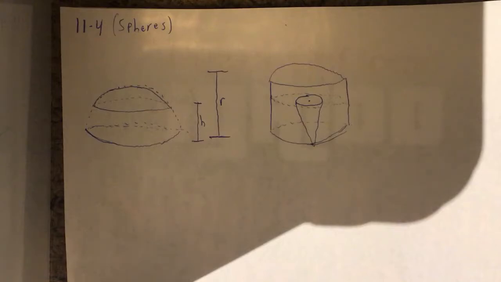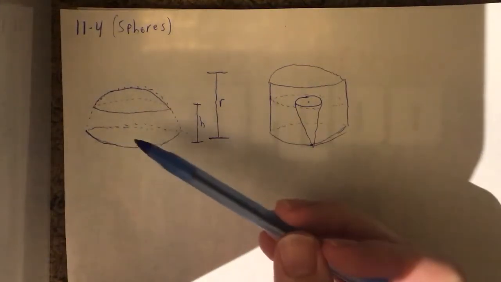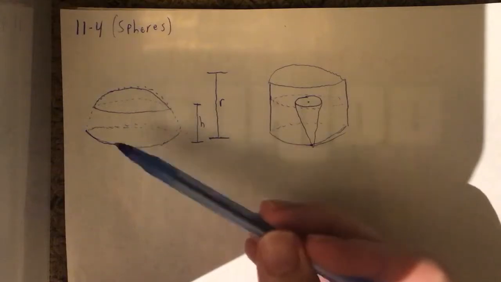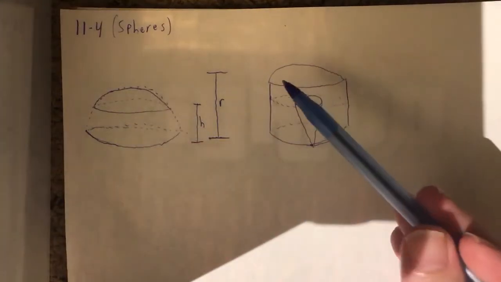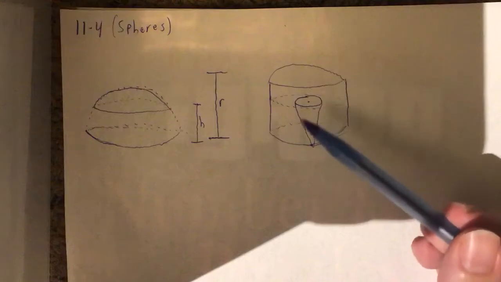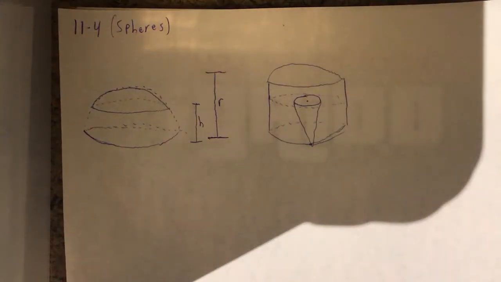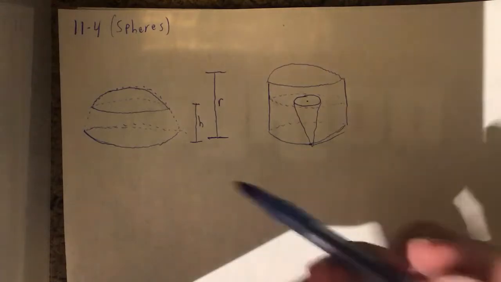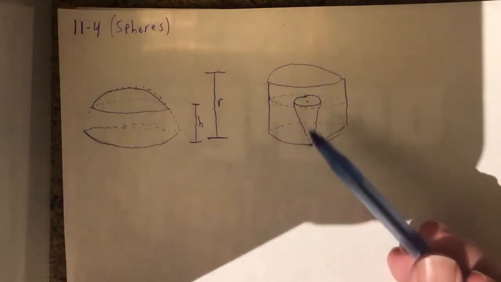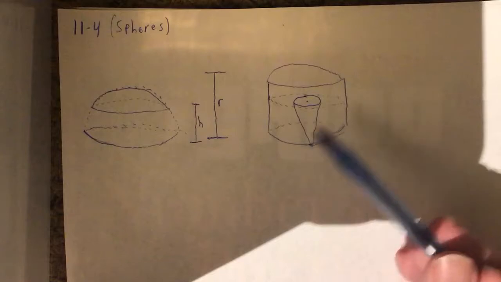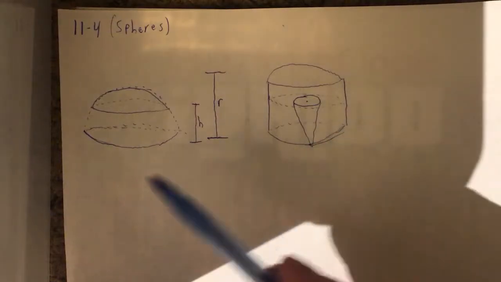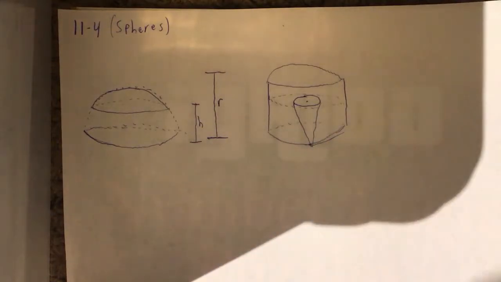So what I did first was, I drew half of a sphere, a hemisphere. It's not the best drawing. I drew it ahead of time. And I drew a cylinder with a cone inside it that I'm going to cut out. I'm going to use these two figures, the half a sphere and the cylinder with a cone cut out, and derive the formula for volume of a sphere, showing the relationship.